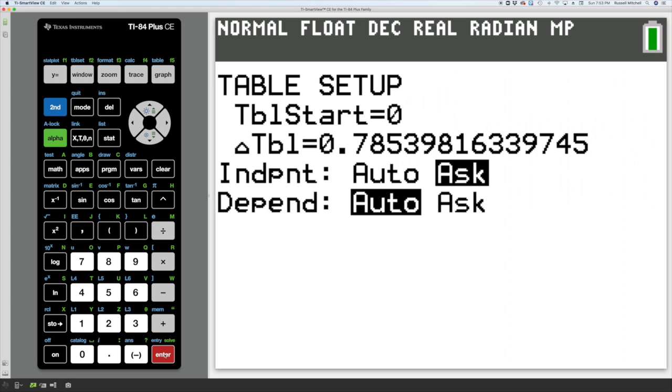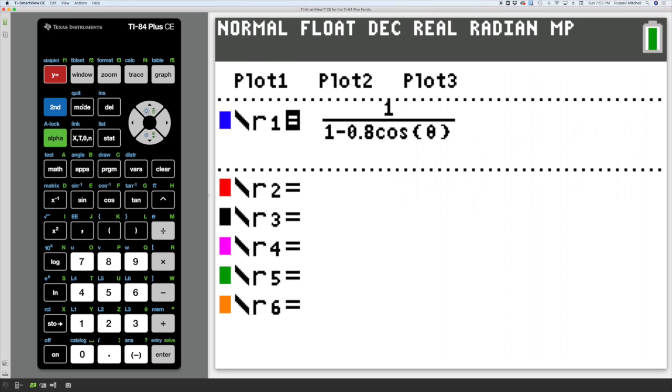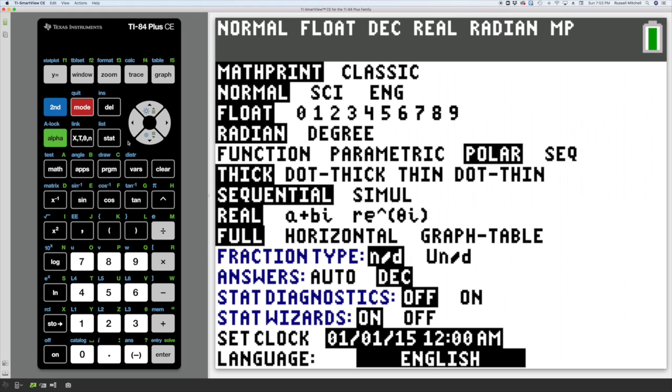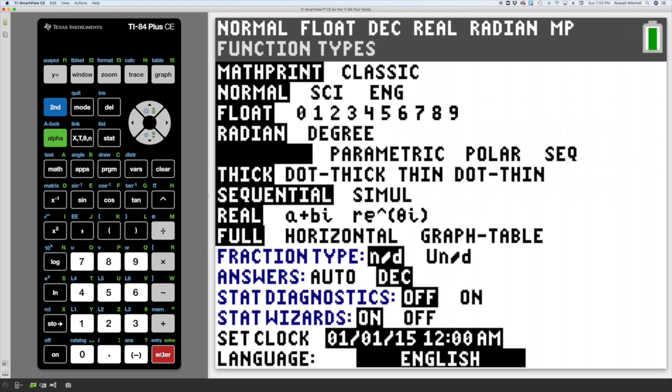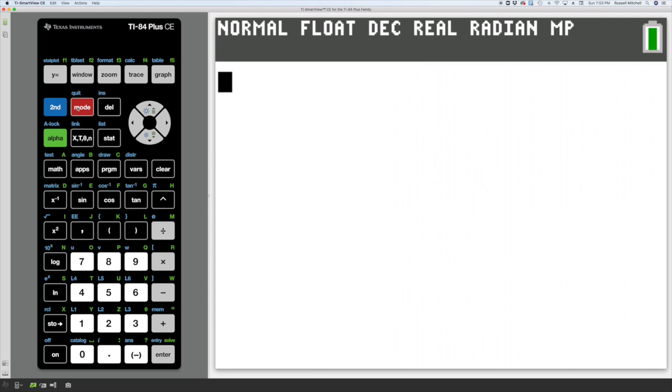If we do that, then we're going to press y equals. And my mode is off, so I'm going to go down. This is something you probably won't have to do. You want your mode to be on function. That's from BC Calculus. I haven't done that in a while. I haven't used this calculator in a while. So here we go.